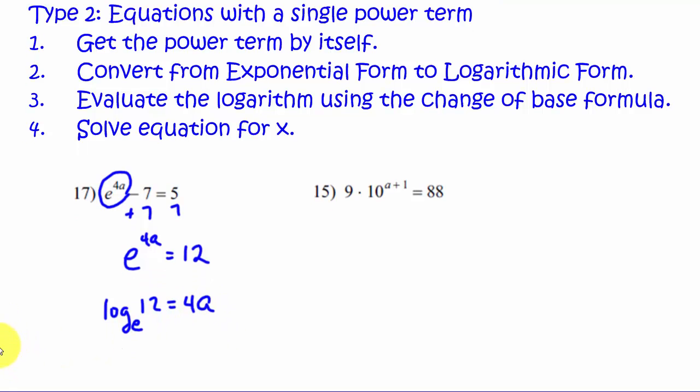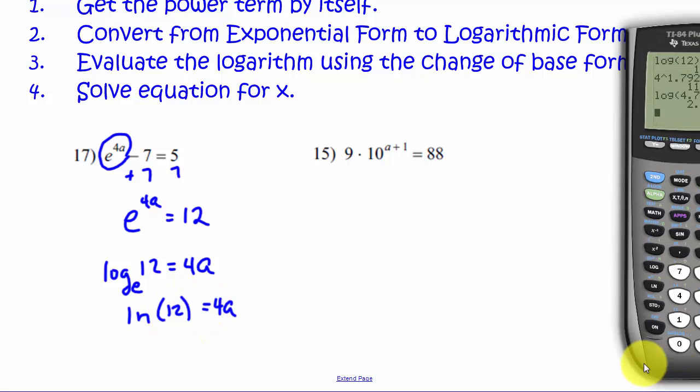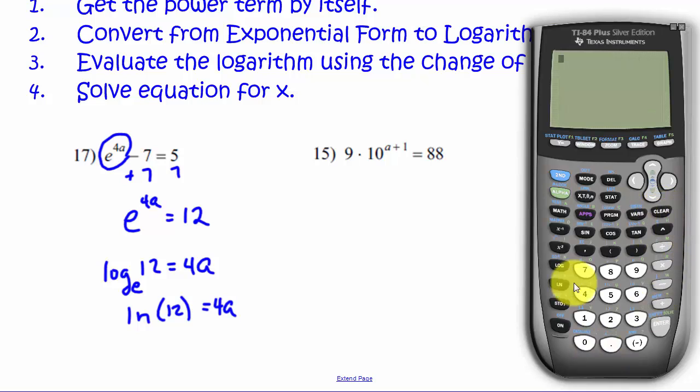Now we just talked about a few seconds ago when we did the calculator, log base e is the same as the natural log of 12. And we can calculate that. So let's bring the calculator over. So let's find the ln of 12. So we get, we'll just round it to 3 decimal places, 2.485 equals 4a, and now we just solve this equation, so we're going to divide by 4.